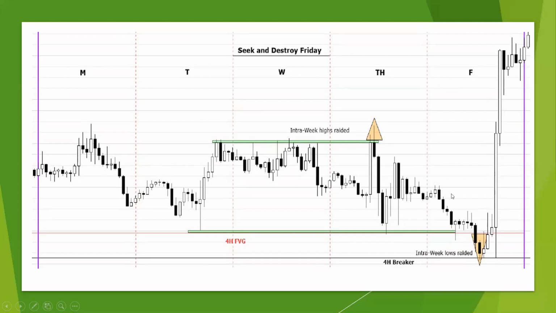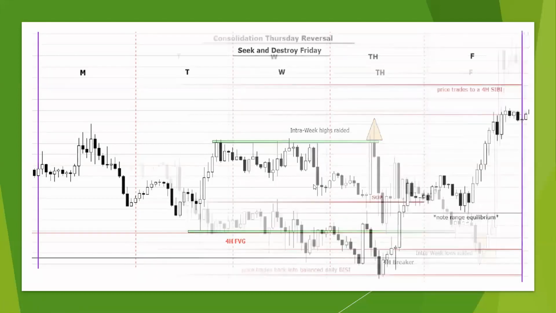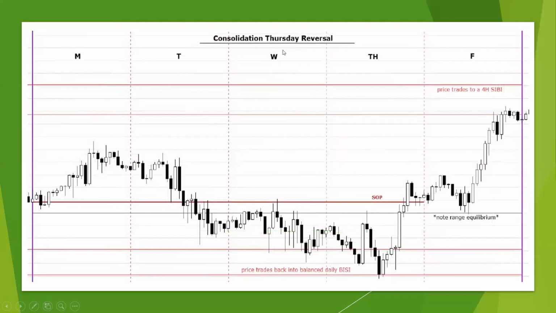All right, let's go ahead and look at the next one. Consolidation Thursday reversal. Again, weekly delineations, daily delineations. Look at our price now. So this is very, very similar to the last one, right? Except we see price here set an intra-week high, right? Relative equal highs in here. Then we see price set relative equal lows all in here from Tuesday to Wednesday. Price will run these intra-week lows on Thursday, right, and trade into a higher time frame discount array.